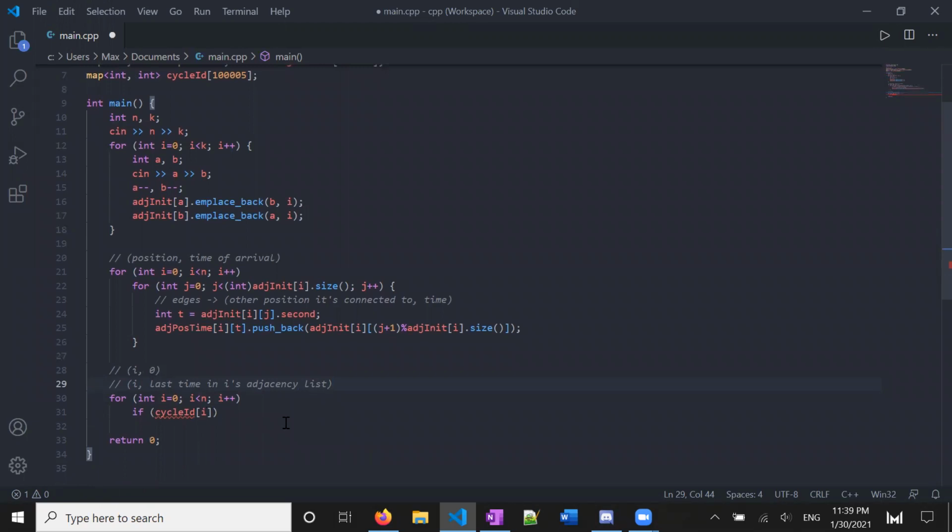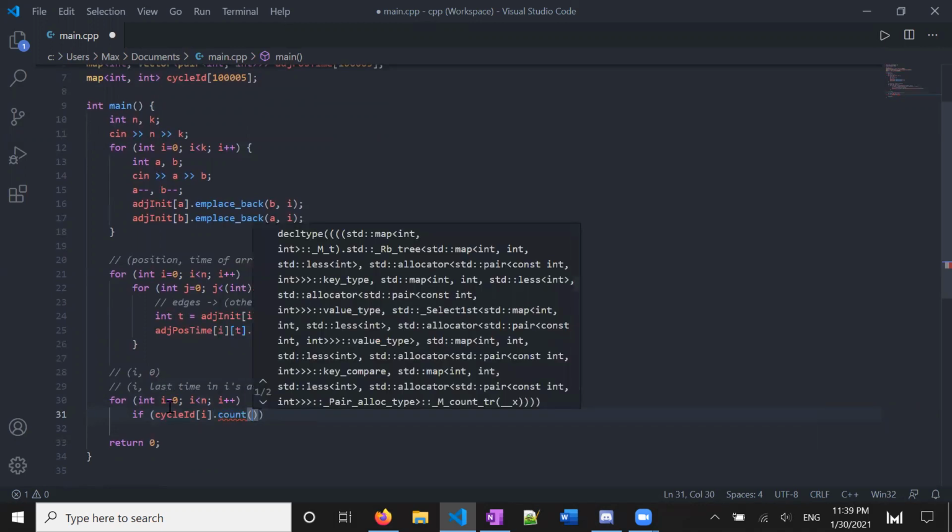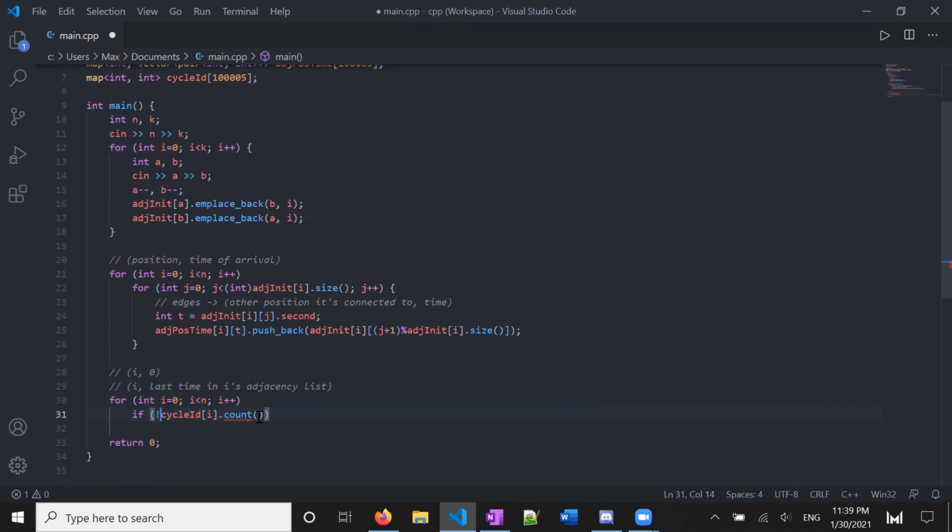If you want to think about why that's the case, just think about how the very next edge from I after the last time is going to be the first edge in the adjacency list, which is what we want, because it wraps around. Okay, so we have cycle ID. Actually, let's do a different case first. It's possible that the adjacency list is just empty, which means the answer is just 1.